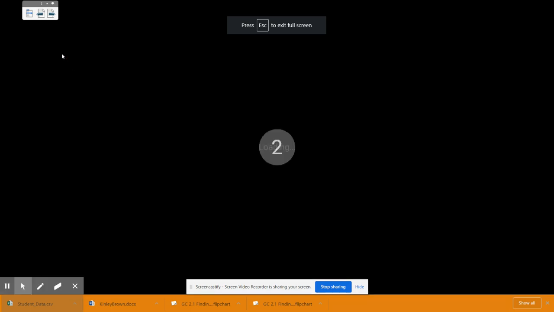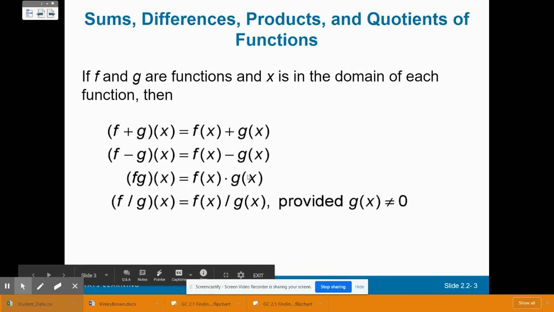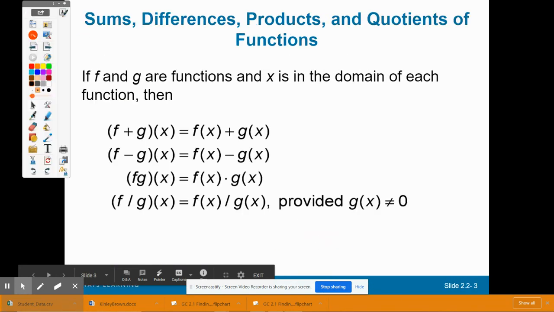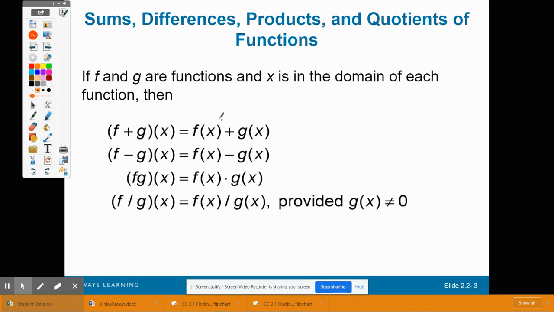Hello, everyone. We're going to talk about 2.2 today, and that is the algebra of functions. We're going to talk about things you can do with functions, and we can do the same thing with functions that we can do with numbers. We can add them, subtract them, multiply, and divide. This is the notation we will be using.